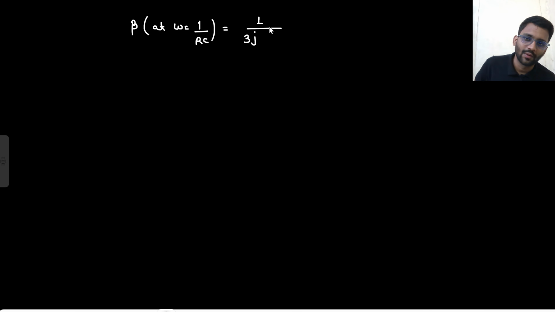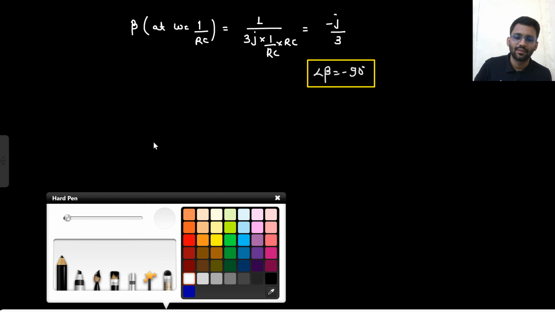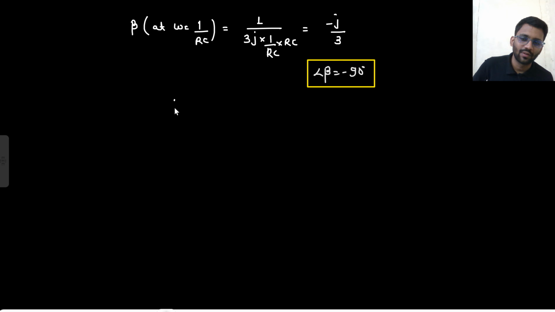Now let's find the value of beta at omega equal to 1 by RC. What is the value of beta at 1 by RC? That would simply be 1 by 3j. Omega is simply 1 by RC, into RC. That would be minus j by 3. So angle provided by the beta is minus 90 degree. So requirement is fulfilled, right? So what is your mod of beta? That is 1 by 3.